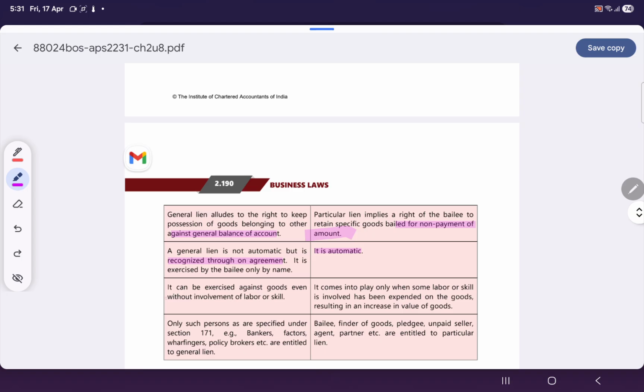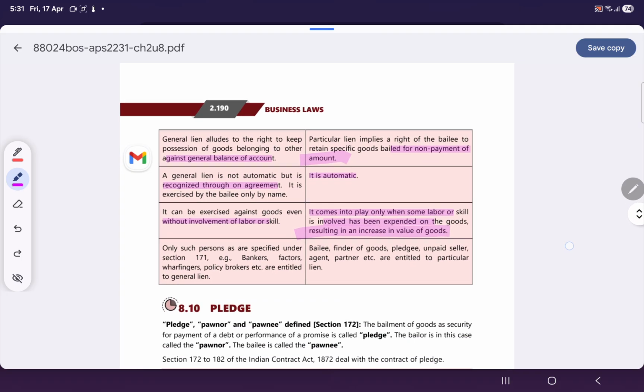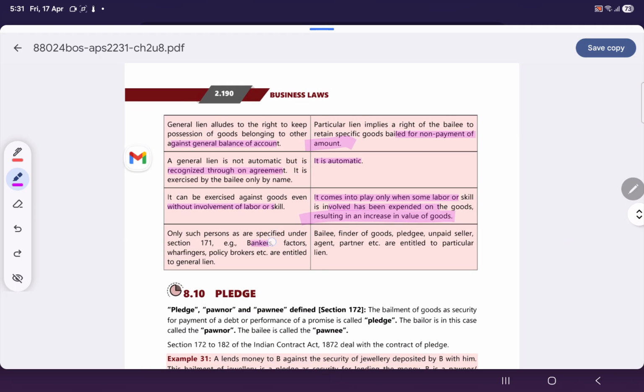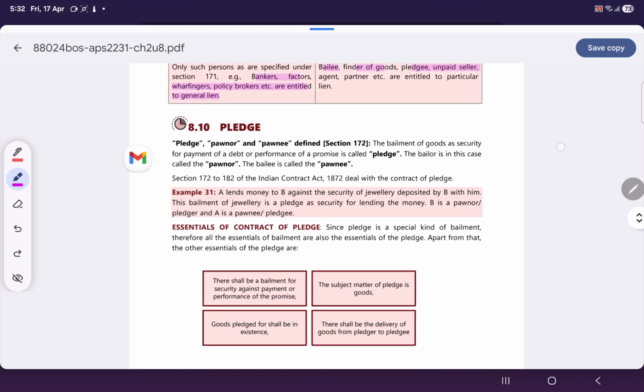For general lien it is not required that there should be labor or skill, but for particular lien there should be some labor or skill resulting in which some remuneration is pending. Only persons like bankers, factors, wharfingers, policy brokers are entitled to general lien. And who is entitled to particular lien? Bailee, finder of goods, pledgee, unpaid seller, agent, partner are entitled to particular lien.